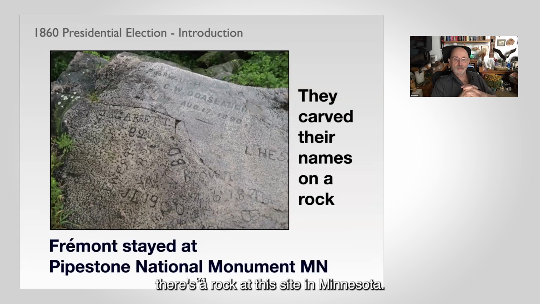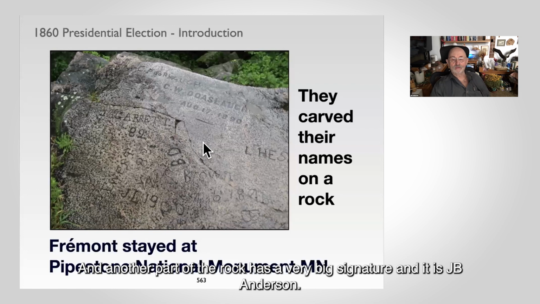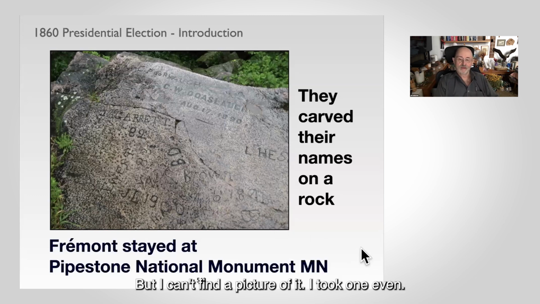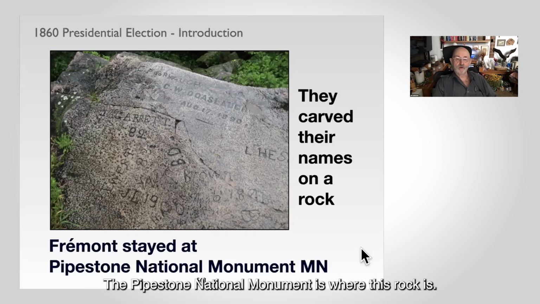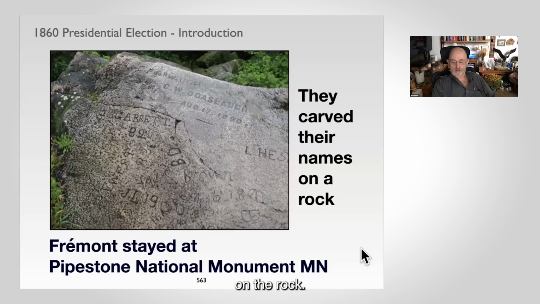There's a rock at this site in Minnesota where he wintered over, and they all carved their names, the people, in a rock. This is just one portion of the rock, and I can't find a photo that I took. And another part of the rock has a very big signature, and it is J.B. Andersen, S-O-N on the end, minus S-E-N. But I can't find a picture of it, and I took one even. Anyhow, interesting spot. The Pipestone National Monument is where this rock is located, and where Fremont and his group of explorers left their names and dates on the rock.